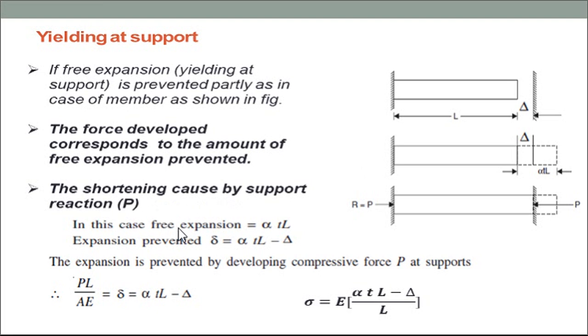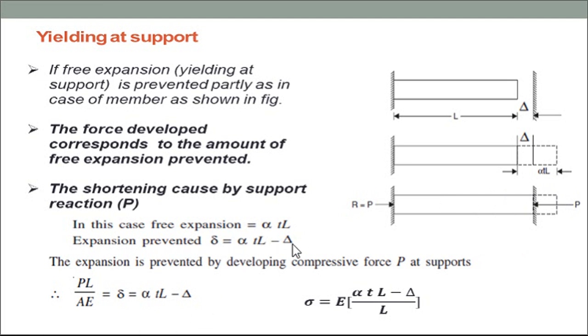So the shortening is caused by support reaction P. In this particular case, a free expansion has taken place. The original length of the bar is L, and the free expansion is as usual alpha into T into L. So at this free end, the expansion is prevented by developing a compressive force P. Because the support is at a distance of delta, the free expansion takes place only up to delta of length. Beyond that support, there will not be any free expansion allowed. So whatever expansion is prevented by the development of this compressive force at the support, we can calculate by using this relation.